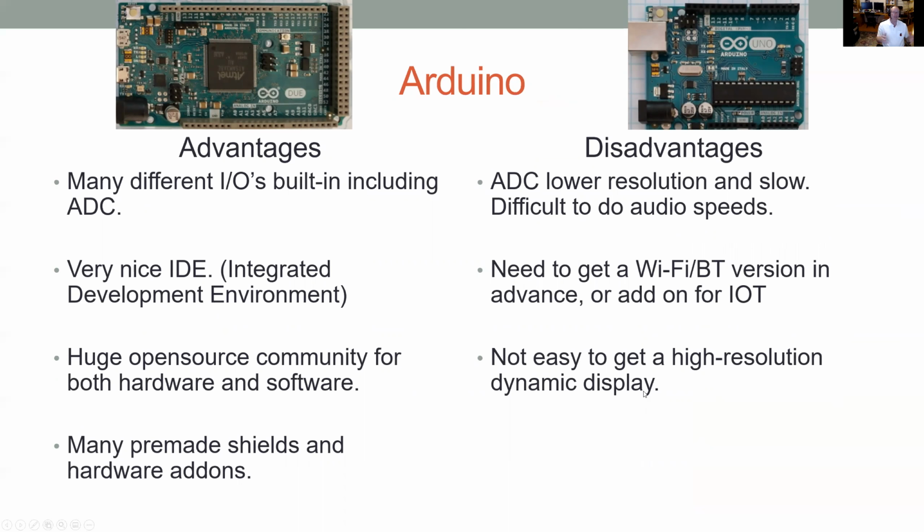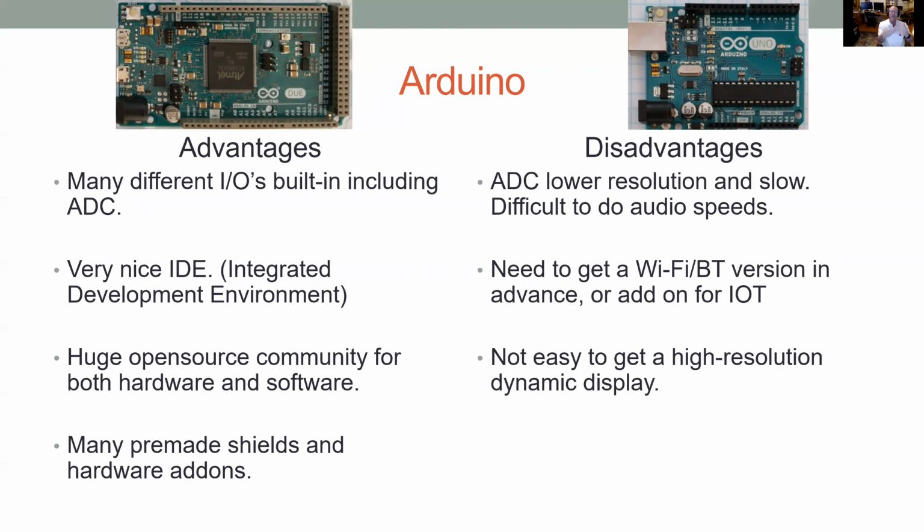The Arduino is very ubiquitous. It's a smaller system. It's got a lot of nice IOs, including analog in. This is very nice. It has a good IDE, integrated development environment. It's got a huge open source community for hardware and software, and the pre-made shields can make it easier to do things. The ADCs tend to be lower resolution and a bit slow.